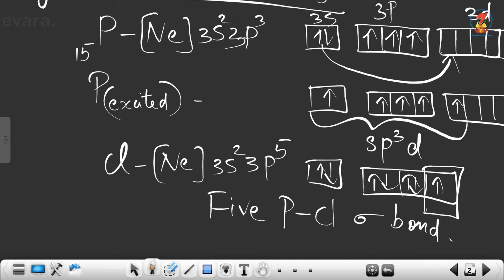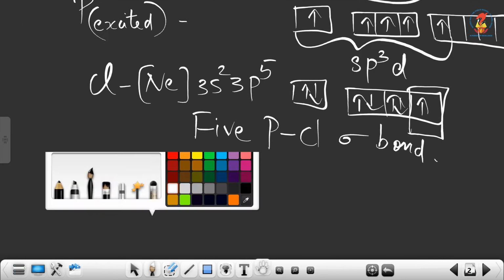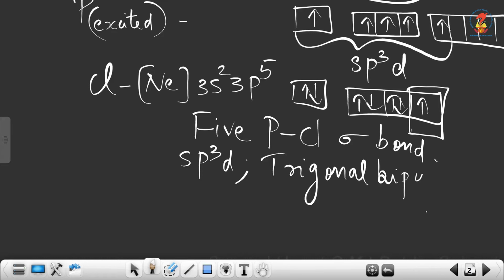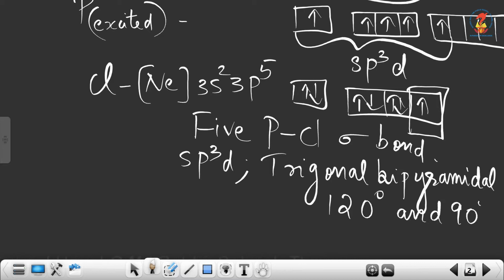Okay, so we can say the hybridization in PCl5 is sp3d, and the shape is trigonal bipyramidal with 2 bond angles. The bond angles are 120 degrees and 90 degrees.